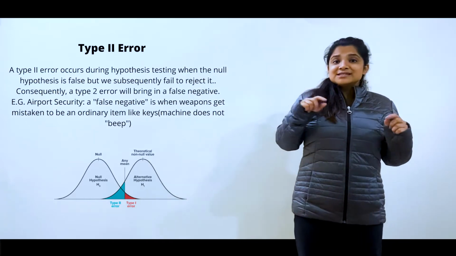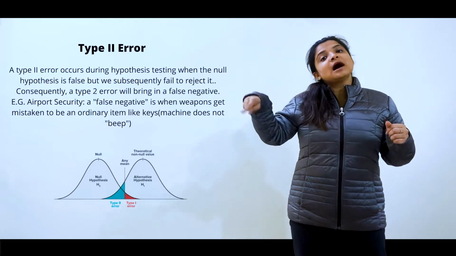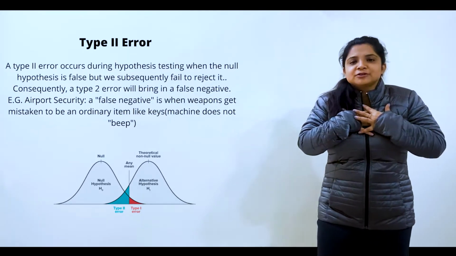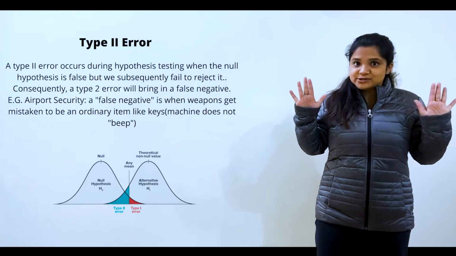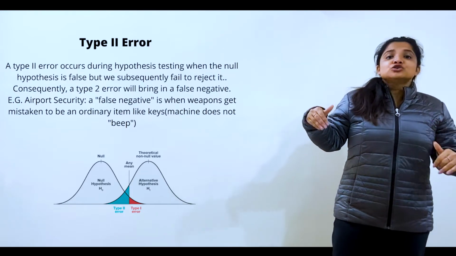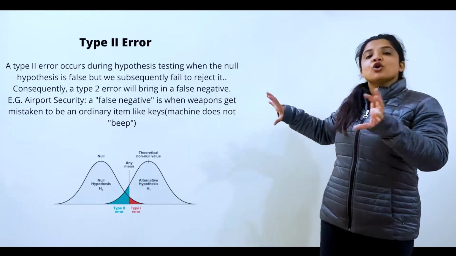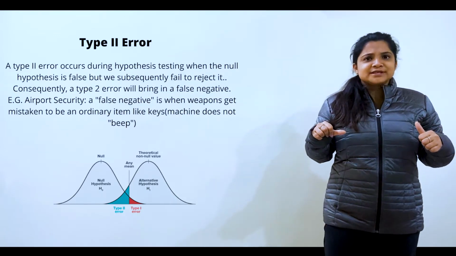Again, what does fail to reject mean? It means that we have accepted our null hypothesis. That is, we are saying that we accept the average age of males in New Delhi, India is 50, but in reality, it is not. That's the false part.